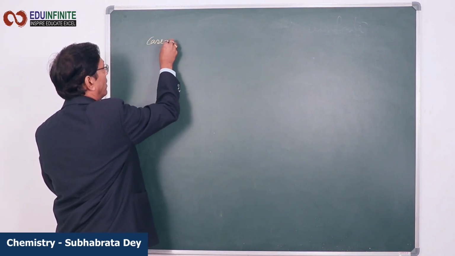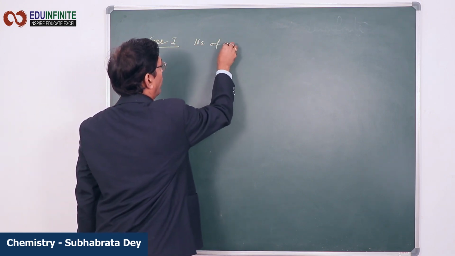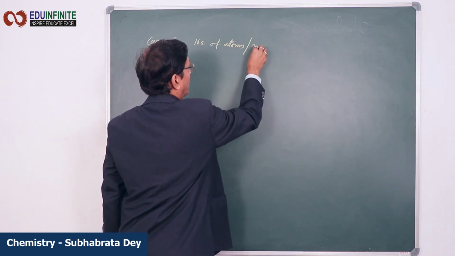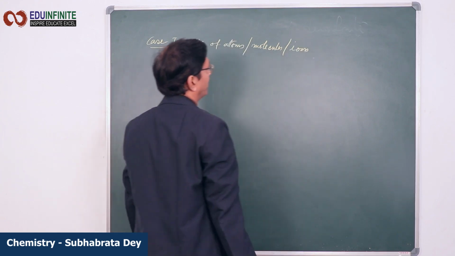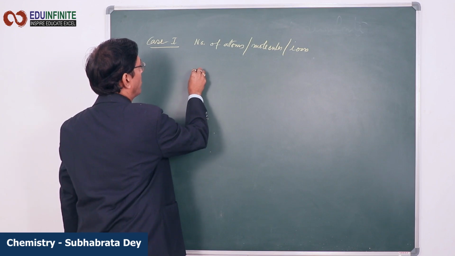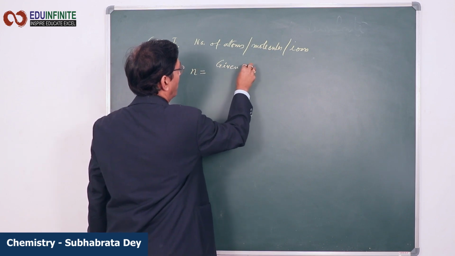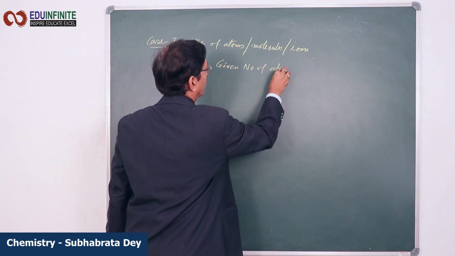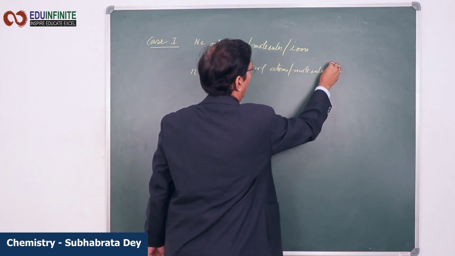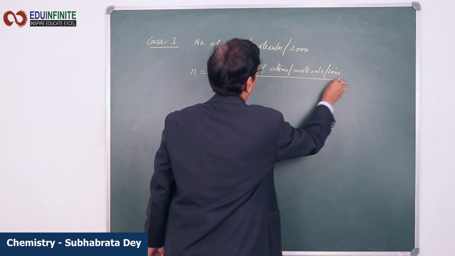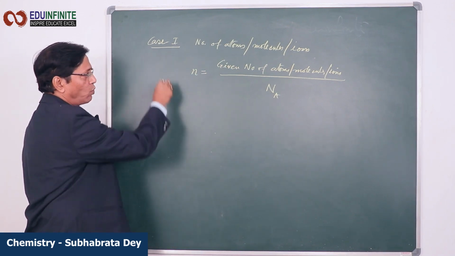Case 1: if the number of atoms or molecules or ions is given, then the number of moles is equal to the given number of atoms, molecules or ions divided by Avogadro's number. You know the value of Avogadro's number. This is case 1.